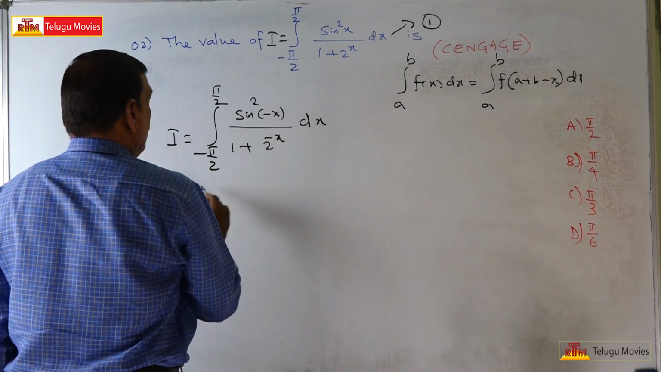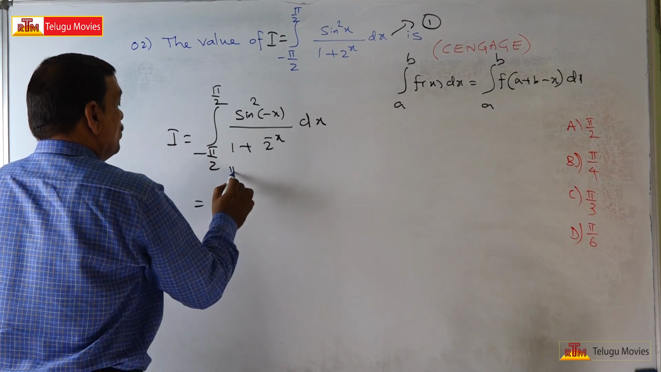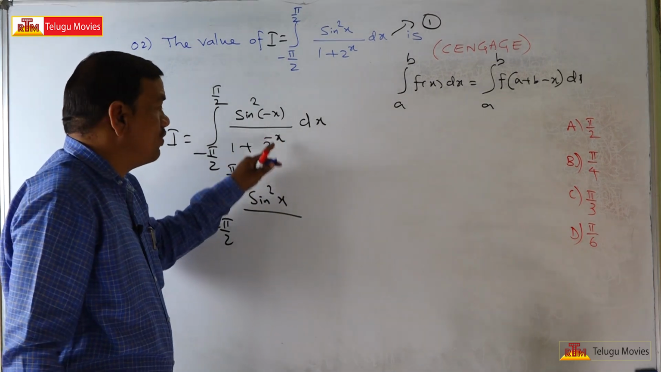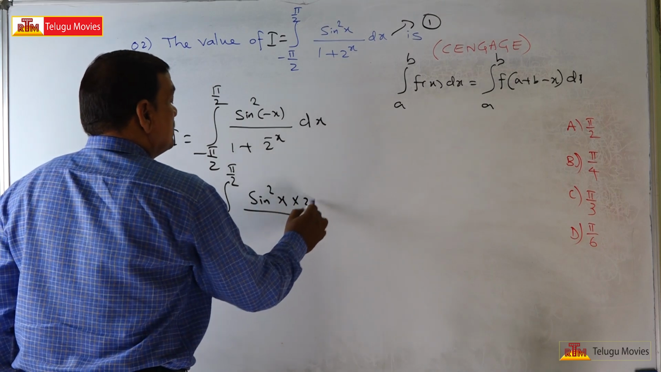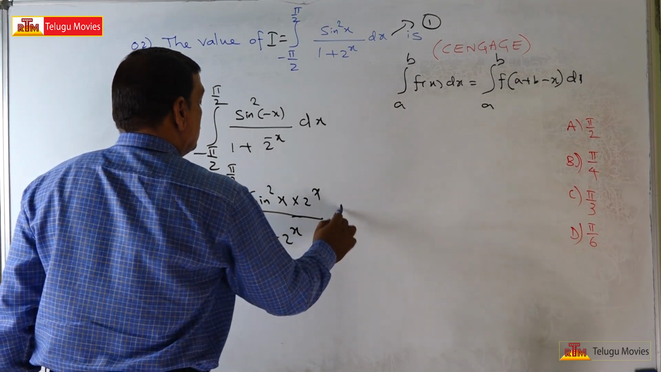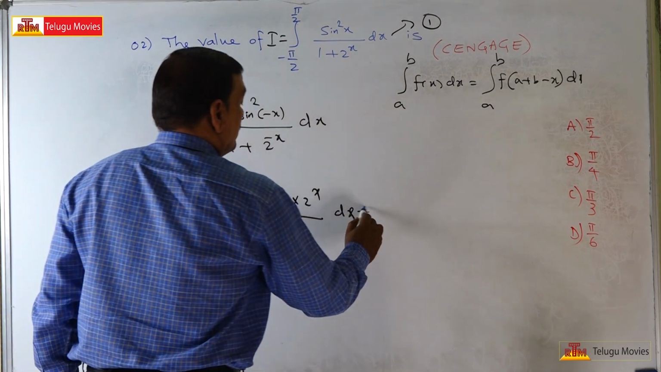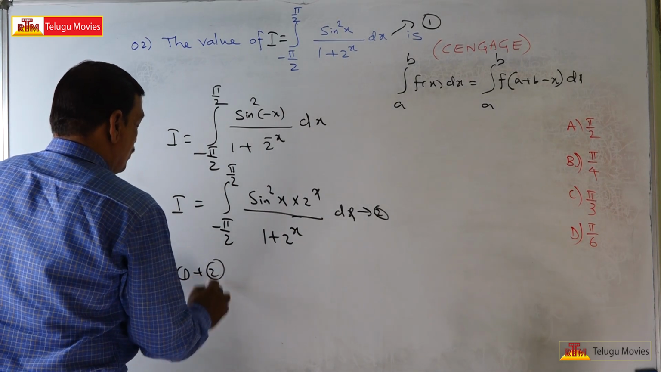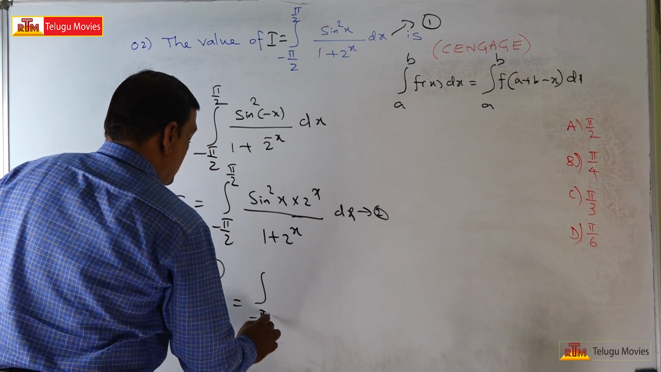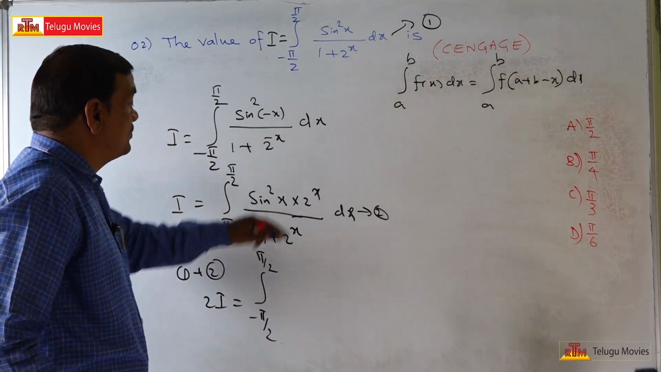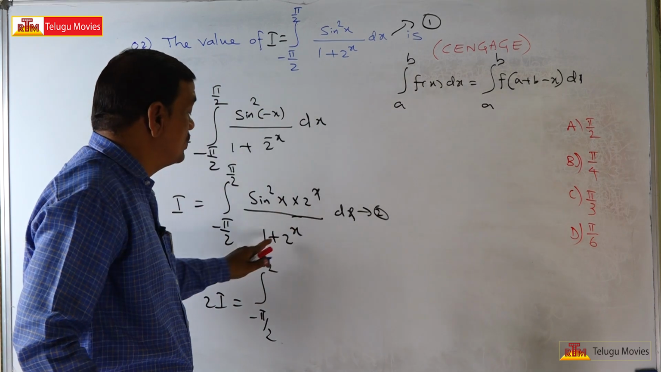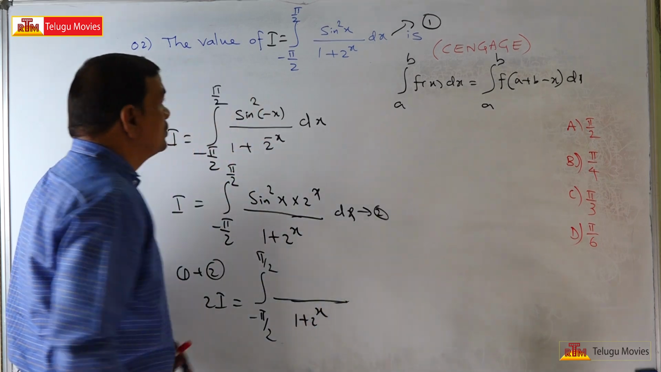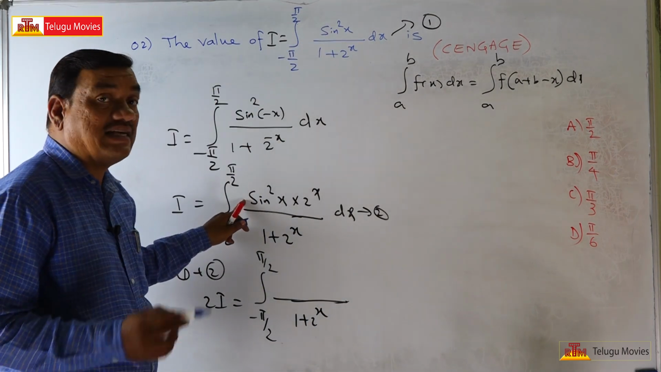So this is equal to integral minus pi by 2 to plus pi by 2 sin square x by, this is 2 power minus x, that means 1 by 2 power x. Again 2 power x will come here, 1 plus 2 power x dx. You call it as second equation. Okay, so add first equation and second equation, that is equal to 1 plus 2. This is 2I is equal to integral minus pi by 2 to plus pi by 2. If you observe the denominator 1 plus 2 power x, here also 1 plus 2 power x. The denominator is same. In the numerator sin square x is there, plus sin square x 2 power x.